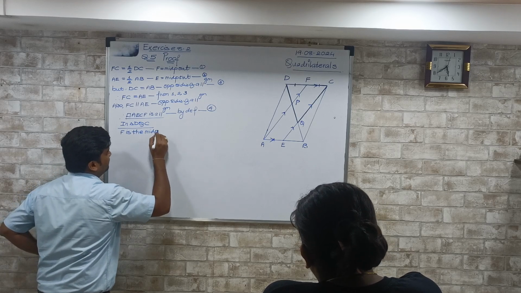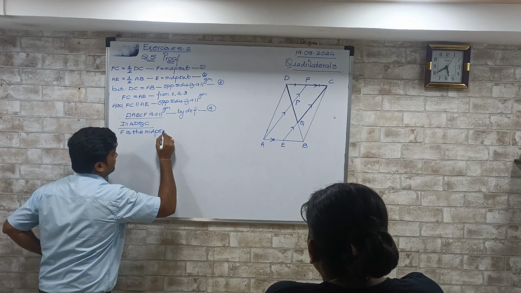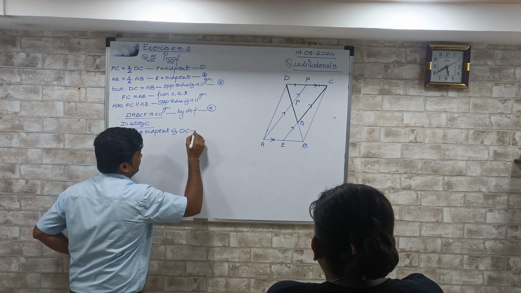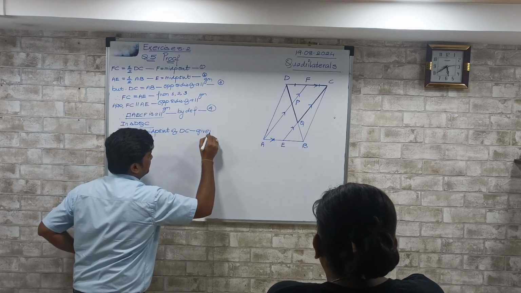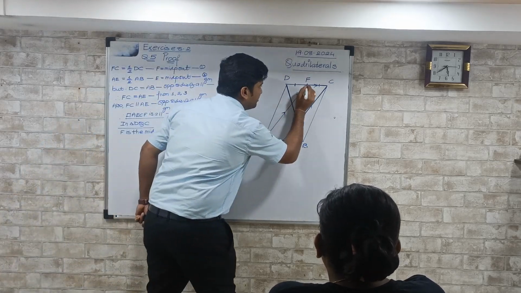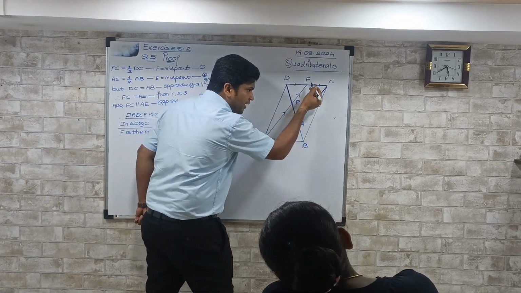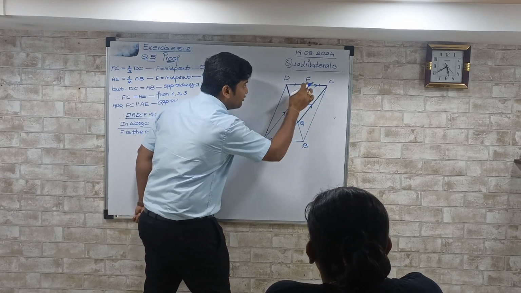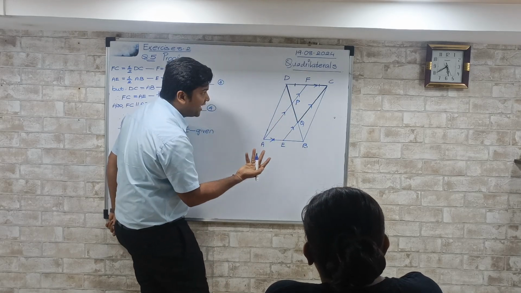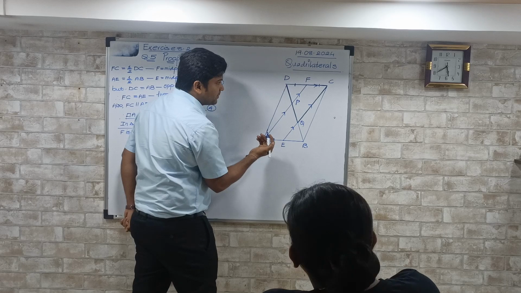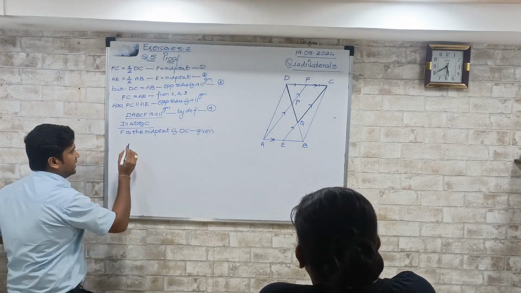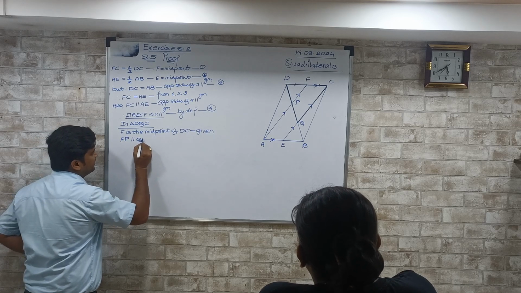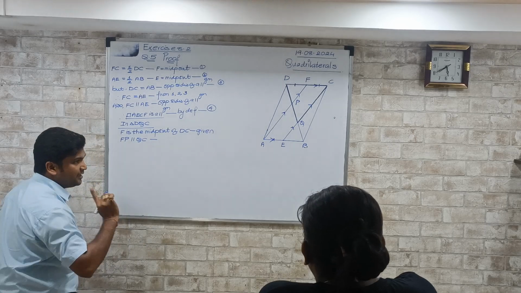F is the midpoint of DC. Midpoint of which side, bacha? DC. Reason? It was clearly given in the question. Through that midpoint, is any line going parallel to the next side of the triangle? Yes. Which one is that parallel? FP. Very good. FP is parallel to which side of the triangle? QC. Very good. Okay, so I'll write now: FP parallel to which side? QC.